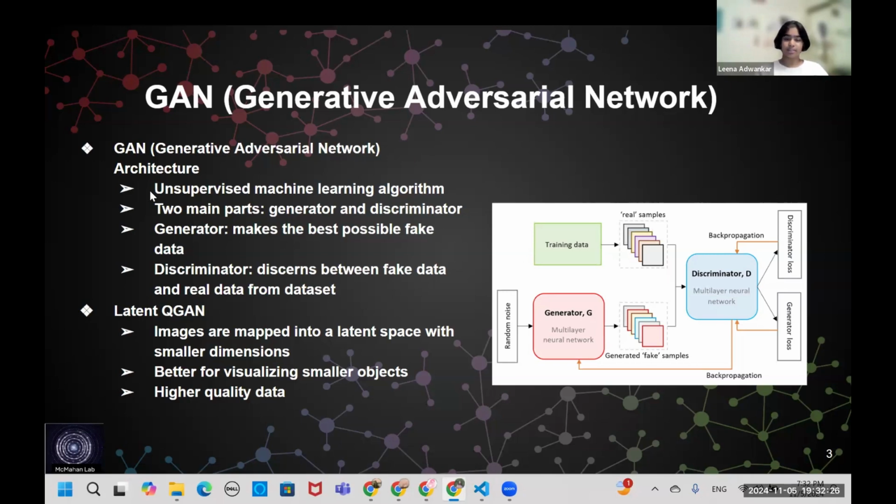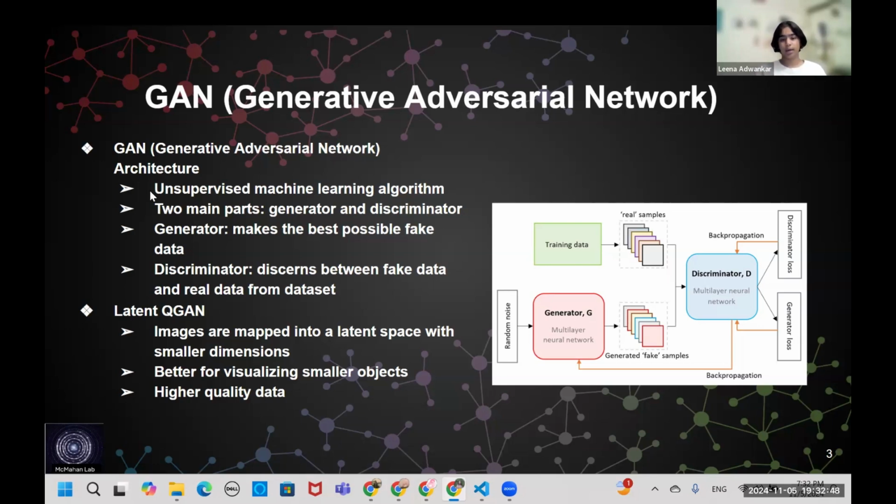So another thing that's specific to GANs that we can use in our project is the latent QGAN. This is a form of generative adversarial networks where images are mapped into a latent space with smaller dimensions. Essentially, the model creates its own latent space, and it uses that space to map out the data.